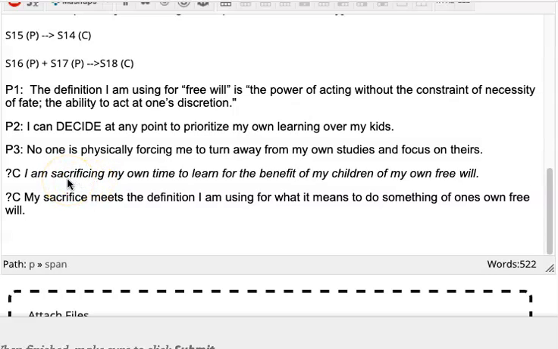So then I have, I am sacrificing my own time to learn. Okay. My sacrifice meets the definition I'm using for what it means to do something of my own free will. So it looks like here I'm saying that given this definition and given these two points, all of this proves this part right here.